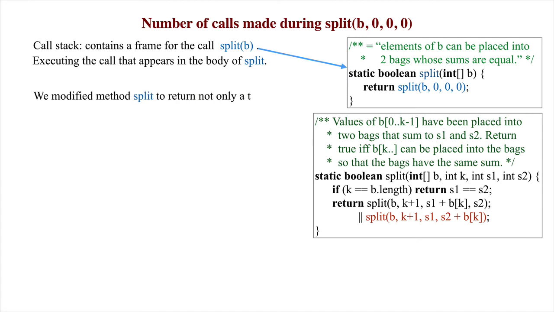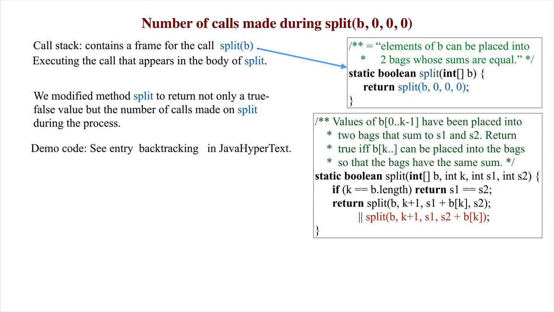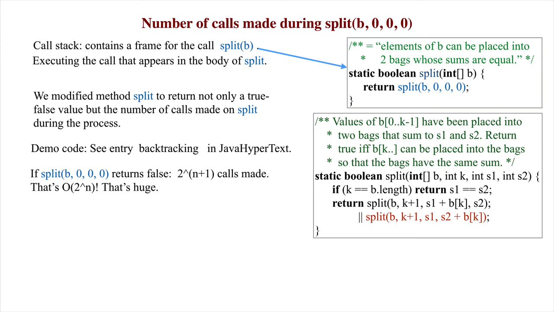We modified function split to also calculate how many calls on split are made. See our revised method in the demo code that accompanies the entry on backtracking in Java Hypertext. When the values in array B of size n cannot be split into 2 bags so that their sums are the same, 2 to the power n plus 1 calls are made. That's exponential. That's huge. Thus, split takes time order 2 to the power n in the worst case.